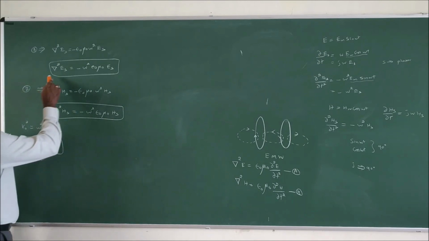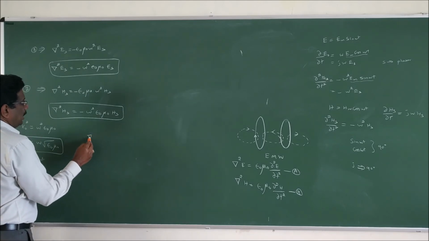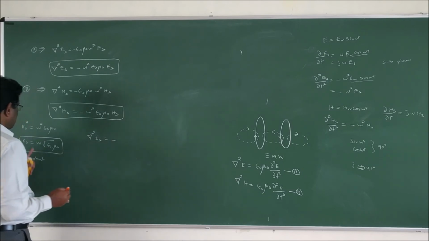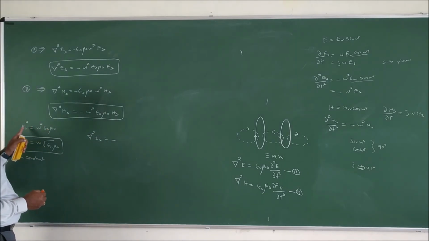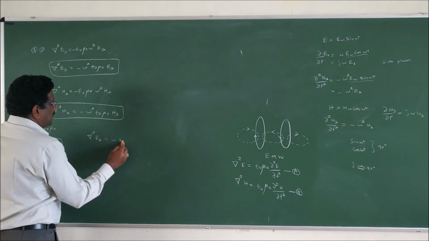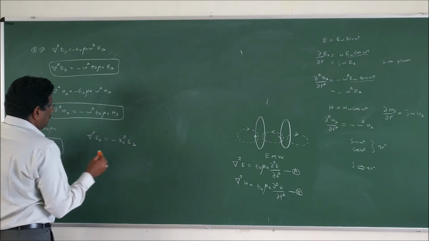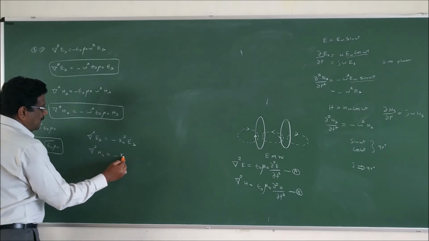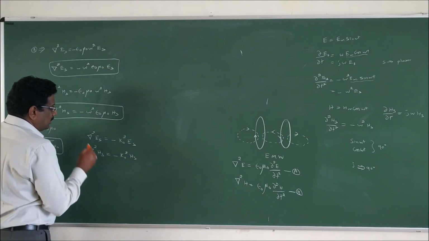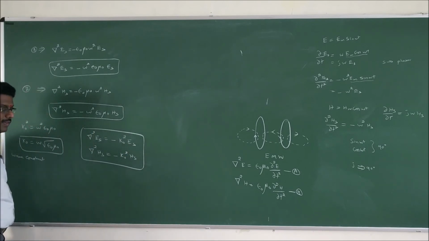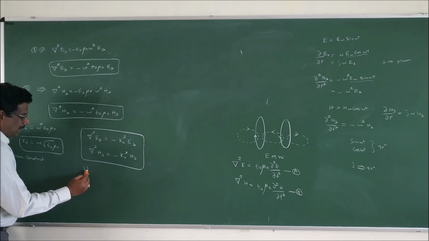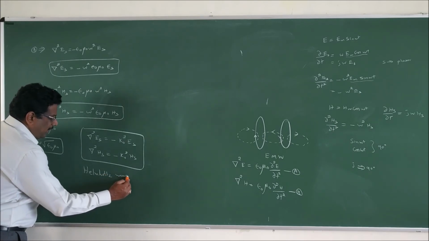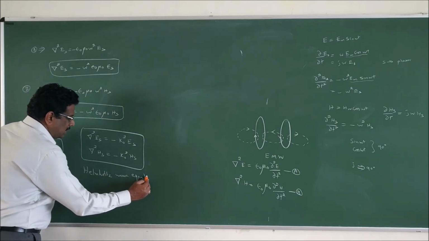Now, if you rewrite this equation, instead of omega square epsilon naught mu naught, I can write k naught square. So del square Es is equal to minus k naught square Es, and del square Hs is equal to minus k naught square Hs. These two are wave equations, or I can say the Helmholtz wave equation.